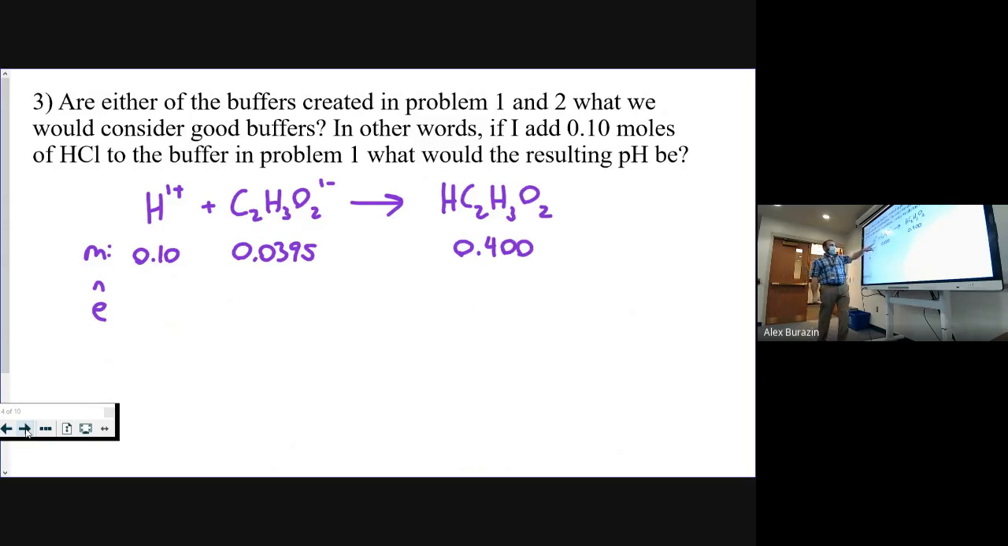Okay, acid-base reaction. What's going to happen? You're going to react until something runs out. Acids and bases neutralize until something is gone. What's going to run out? Probably that. And what am I left with when it's all done?